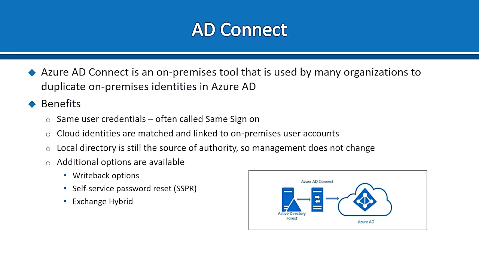So objects that are synchronized to the cloud are not going to be fully configurable in the cloud any longer. So there are certain attributes that you can and cannot change. You would not be able to delete the account. You wouldn't be able to rename it, change its username, add email address aliases. You can do all of those things, but you do it internally.